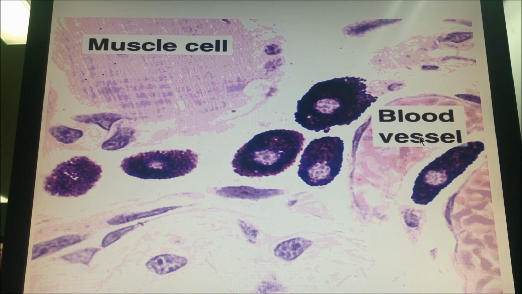This is a small blood vessel. It's surrounded, because the mediators which are secreted by the mast cell, histamine and etc., their main effect is on the blood vessel. Over here we have a muscle cell. You haven't taken muscles yet, but just to know.